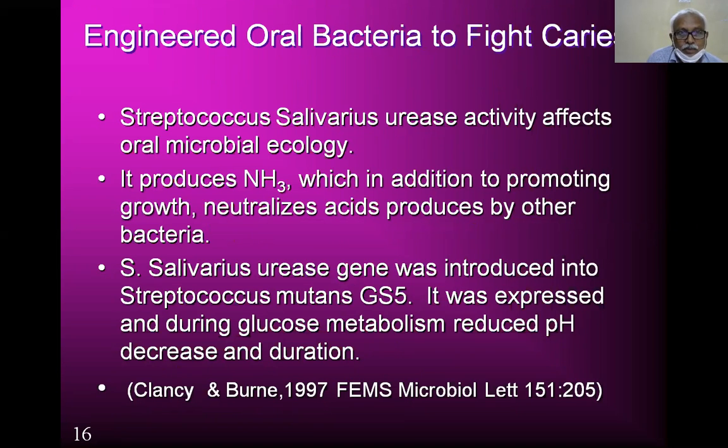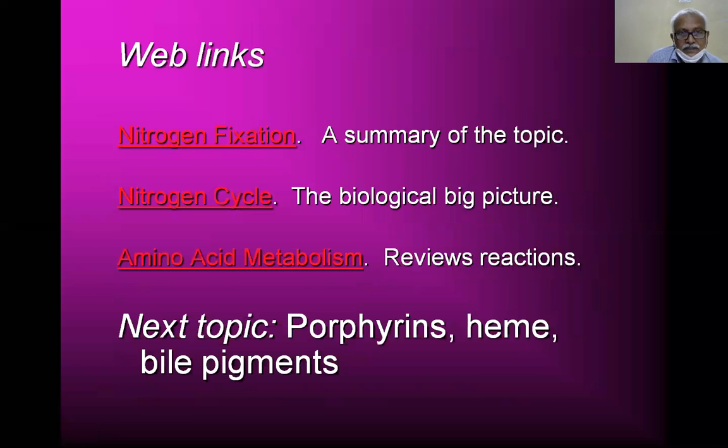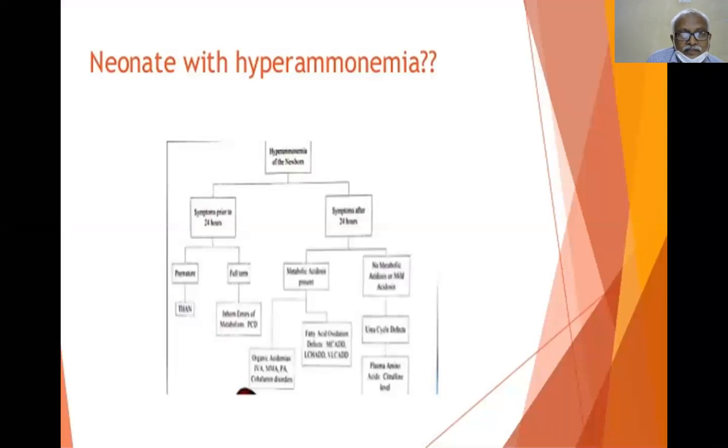So the Streptococcus salivarius urease gene was introduced into Streptococcus mutans GS5. It was expressed and during glucose metabolism reduces pH decrease in duration. So nitrogen fixation. Now we'll go to the proper neonates with hyperammonemia.